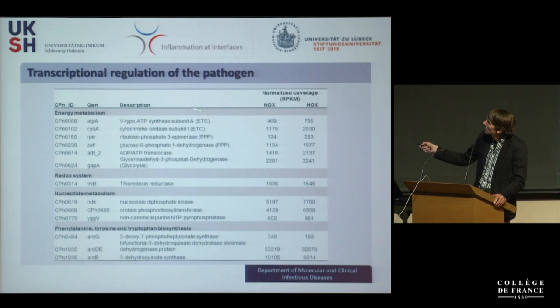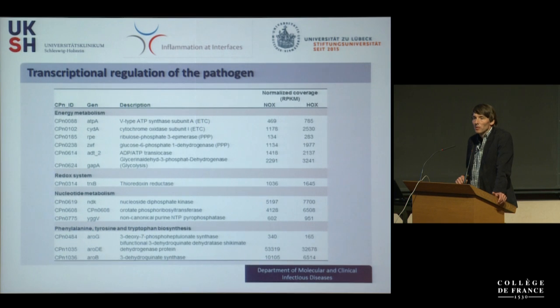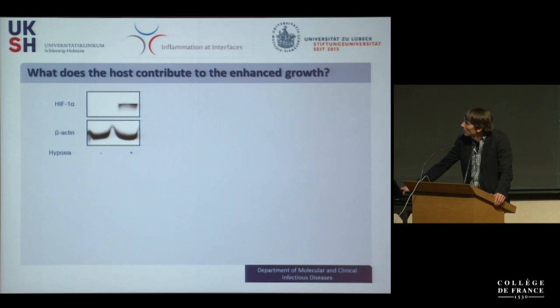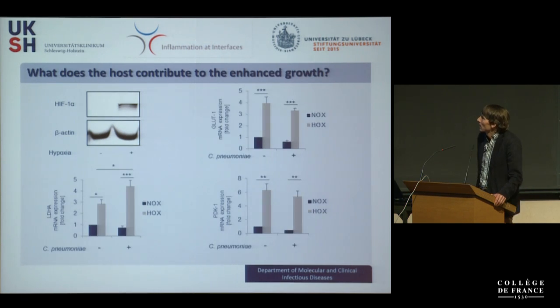And I don't want to go through the details, but what we see apparently is that also here, energy metabolism, but also the redox system are the most important hits which we find, meaning that under those conditions where we have a hypoxic environment, the bug is adapting by regulating its own energy metabolism, but also the redox system. And we're now going into detail how this works in concert with the host response. And what does the host really contribute to the enhanced growth under hypoxia?